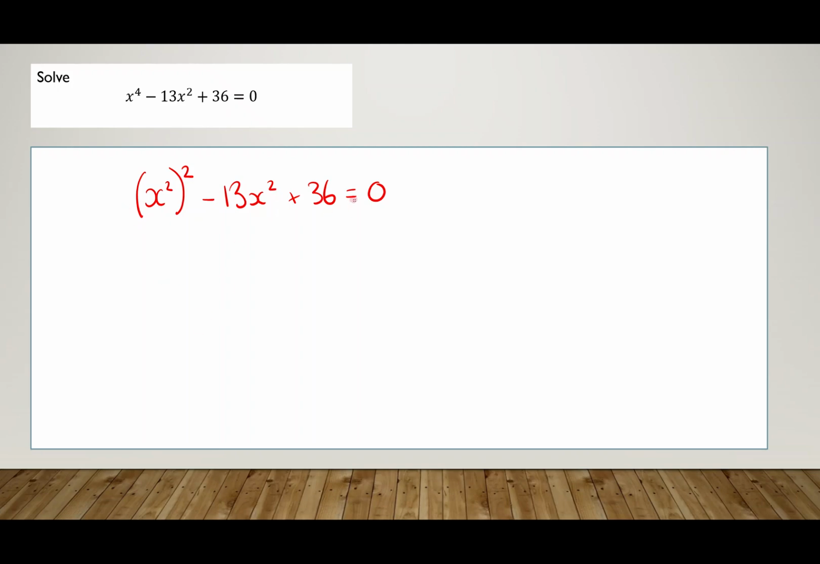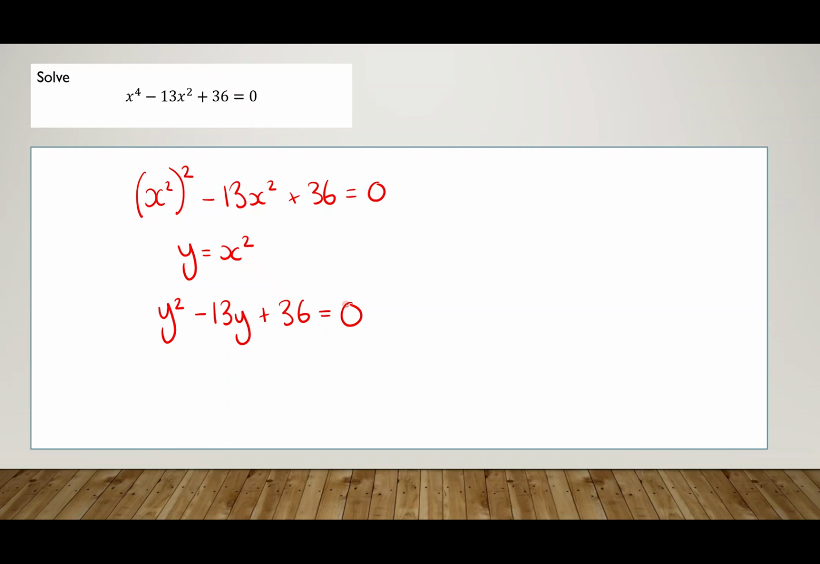So in order to make this look like a quadratic that we're used to, I'm going to use a substitution. Now you can choose any letter you like. I'm going to choose y, so I'm going to replace all of the x squareds in my equation with the letter y. So this is going to give me y squared minus 13y plus 36 is equal to 0. So here we go, here's our quadratic. This is what we're used to seeing.